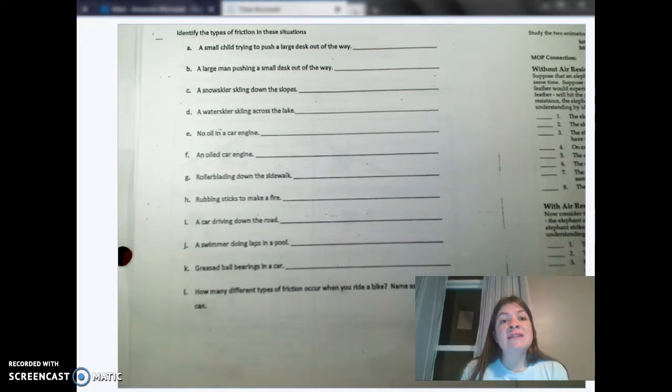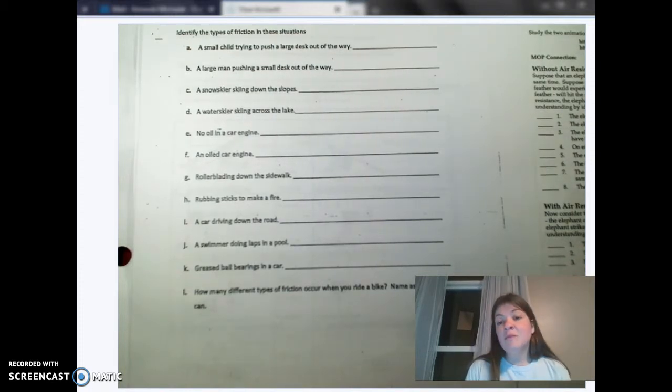A snow skier skiing down the slopes. That could be fluid friction, fluid because obviously it's traveling through the air, or you could use sliding friction because the skis are sliding against the snow. A water skier skiing across a lake would also be sliding friction, but you also could put in fluid friction because right there we have a liquid. And fluid friction, remember, is not just for liquids, but it's also for air. So keep that in mind.